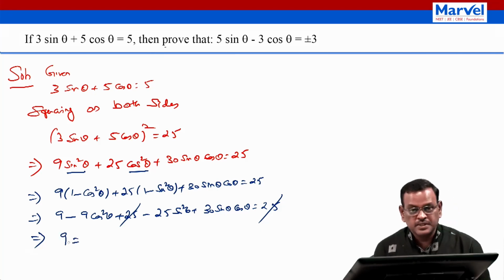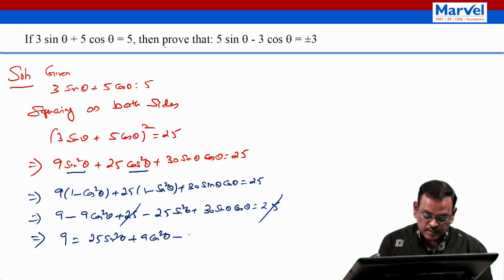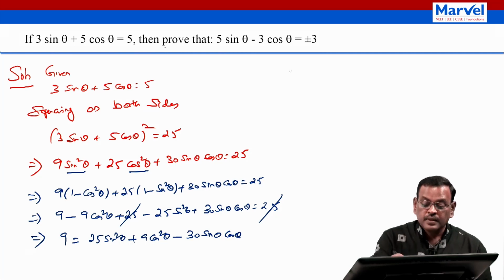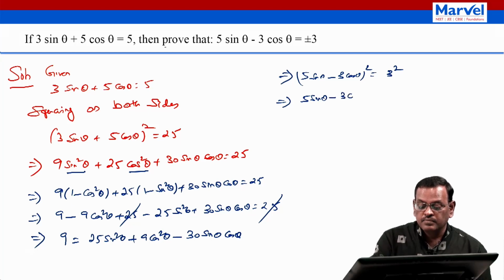Transpose all the expression to the right side. So 25 sin square theta plus 9 cos square theta minus 30 sin theta cos theta, which implies 5 sin theta minus 3 cos theta the whole square equal to 3 square. Taking square root, 5 sin theta minus 3 cos theta equal to plus or minus 3.